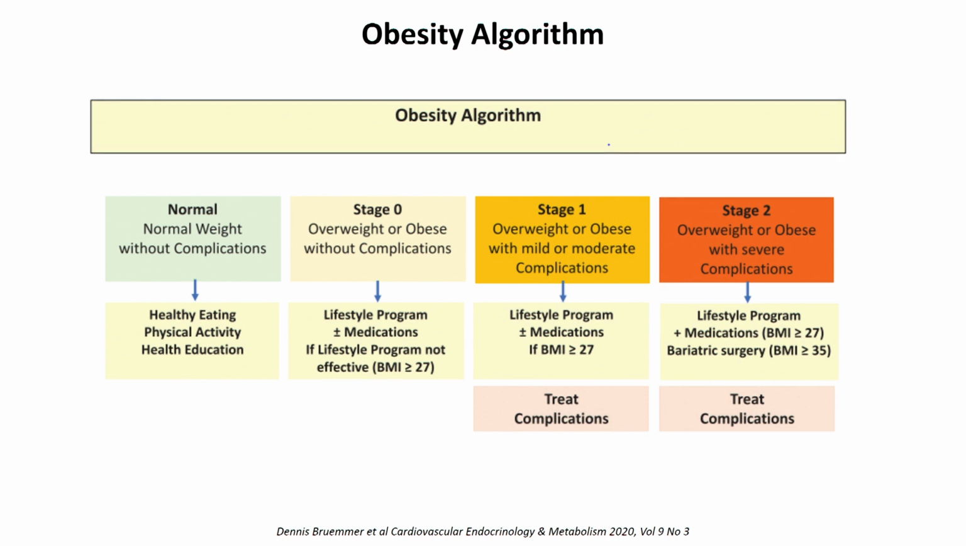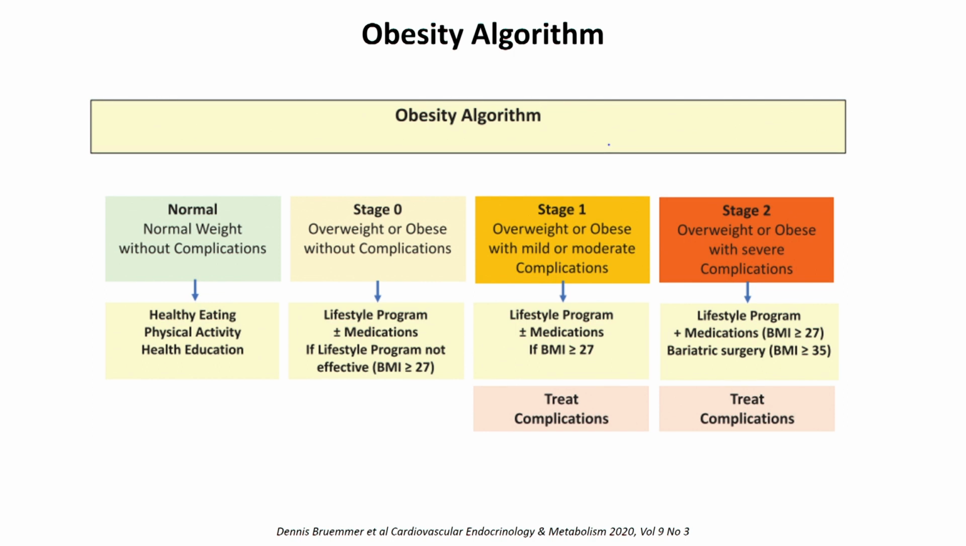Obesity algorithm: normal weight without complication is our important objective. Eat healthy, act healthy, and spread the virtue of health education. We have started a new system called the health education program. This is very important. Now, in stage 0, when they are overweight or obese but do not have any complication, you must institute a very aggressive lifestyle program and bring down the BMI much below 27. Anybody above 27 must be admitted for a great lifestyle program.